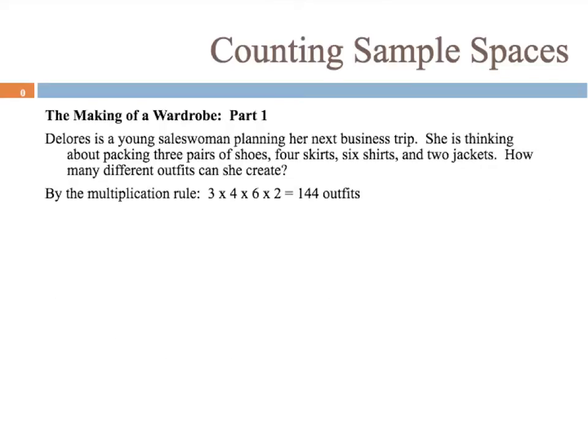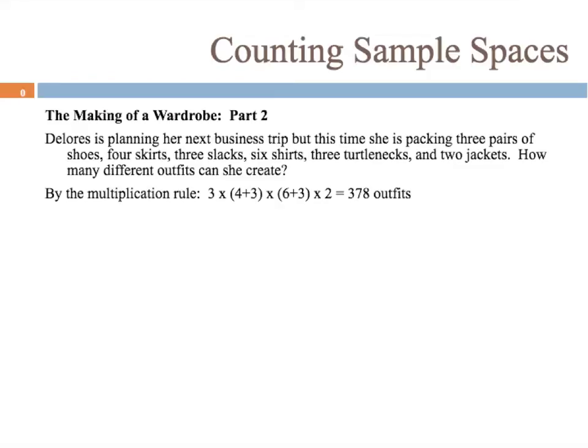Our next example here deals with different combinations of putting a wardrobe together. So Dolores is a young saleswoman planning her next business trip. She is thinking about packing 3 pairs of shoes, 4 skirts, 6 shirts, and 2 jackets. How many different outfits can she create? Problems like these are usually pretty simple, so we just take everything, 3 times 4 times 6 times 2, and multiply it together, and you'll get 144 different outfits in the end.